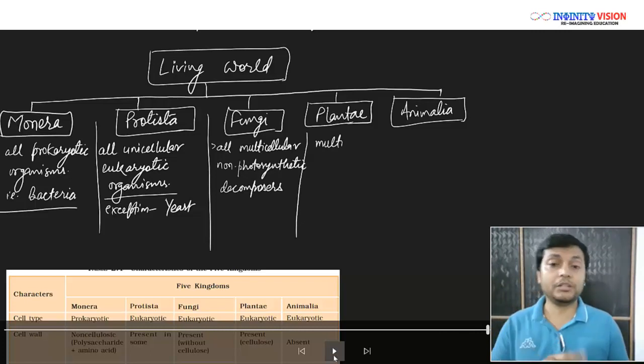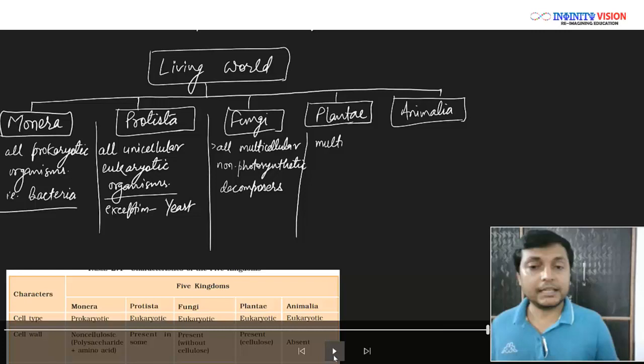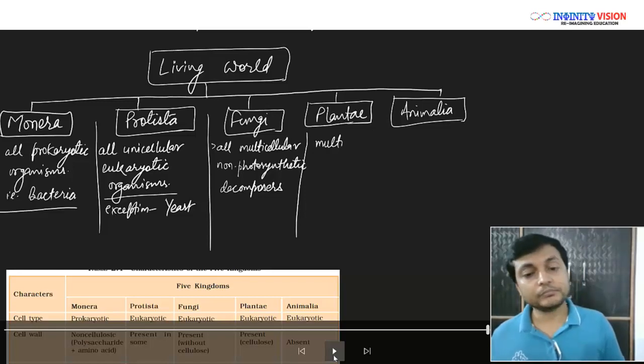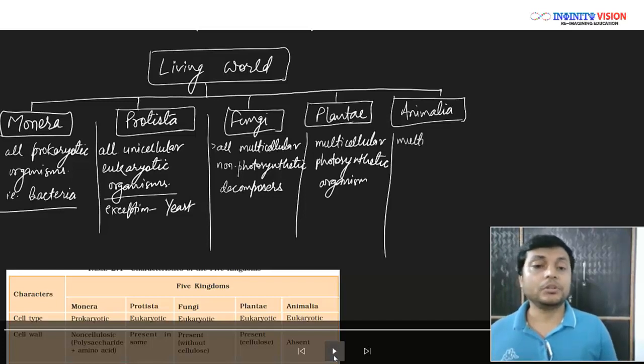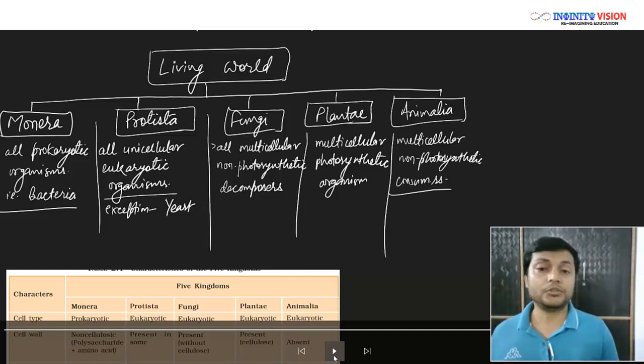A means no, chlorophyllous means chlorophyll containing. So fungi are multicellular, non-photosynthetic or achlorophyllous decomposer organisms. Okay, so they are decomposers. The nutrition they show is saprotrophic. Whereas plants are multicellular photosynthetic organisms, so they show autotrophic nutrition and they are producers, whereas Animalia contains multicellular non-photosynthetic organisms which show heterotrophic holozoic nutrition and hence they are consumers.